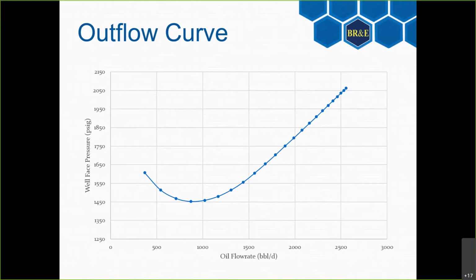It has to do with flow regimes and the physical properties of the fluid itself as it gets to lower flow rates. But in most cases, what we'll see is that more flow through our well will give us a higher well face pressure. And that's the big takeaway here. More flow equals a higher well face pressure.